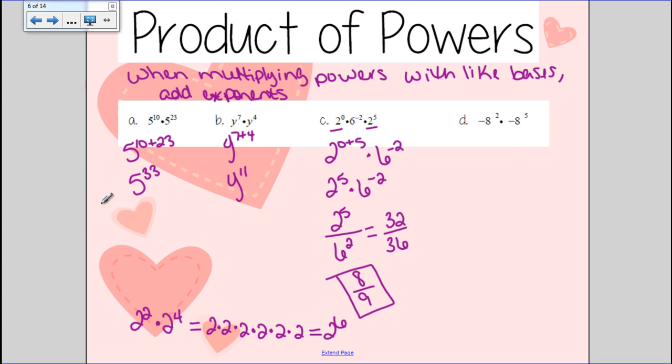This one in A, 5 to the 33rd, even if you plug that in your calculator, you're going to get something written in scientific notation because it's a large number. Now look at D. I'm going to let you try that one on your own, so pause for a second, see if you can come up with the answer, and then come right back.